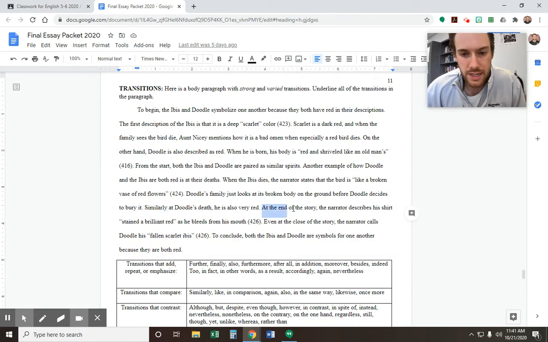And then you should have, at the end of the story, even at the close of the story, and to conclude. All of those things mean the same thing. It means you're wrapping up, right? But they're all said in a different manner. They all use different words.